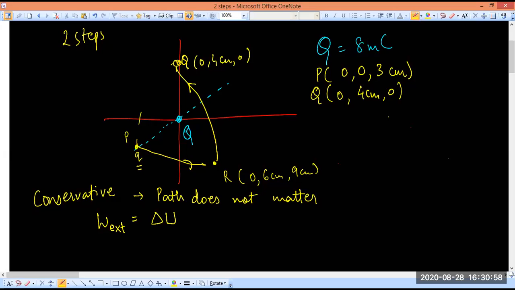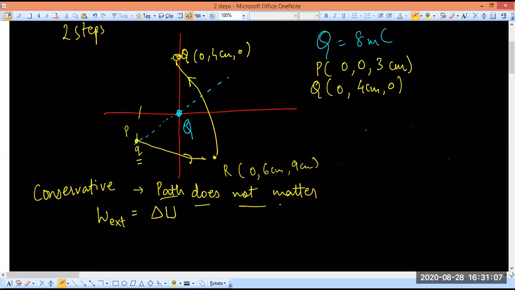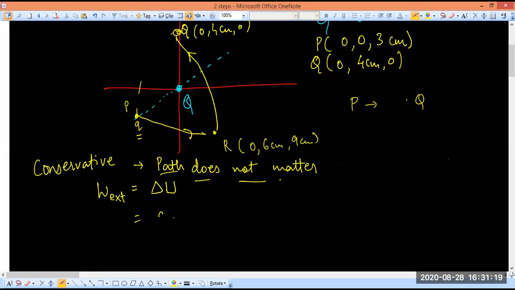Yeah, you can do that, Tanay, no problem, right? As path does not matter, instead of going from P to R to Q, we can just say P to Q. Okay, no problem, because path does not matter. Only initial and final points matter. So this is delta U. So small charge q, right? Or you could also say the potential energy of two charges is K Q1 Q2 by R, right?